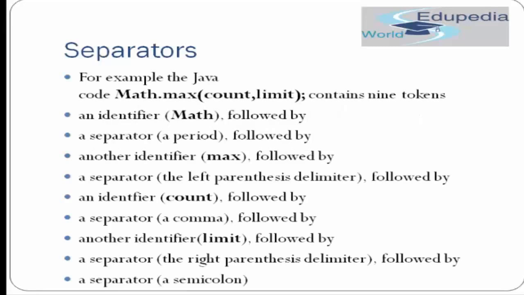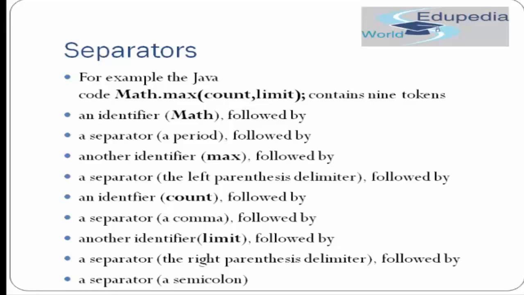Okay, so let's see an example of Java code containing a total of 9 tokens. The code statement is Math.max, and then in parentheses we have 2 parameters, which are count and limit. So it is a math function. Now let's see what it has. It has 9 tokens. The first token is Math, which is an identifier. Math is a predefined Java class, and since the name is Math, it is an identifier. Then we have dot.